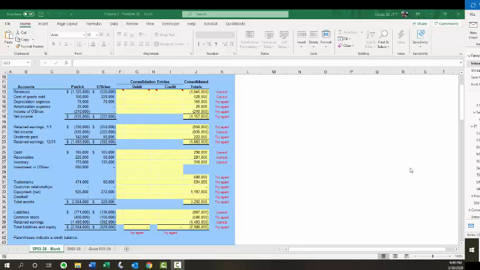So it's asking us to prepare the consolidation worksheet at the end of the first year. They give us financial statements, which is what is presented here. So the first thing we need to do is calculate goodwill.